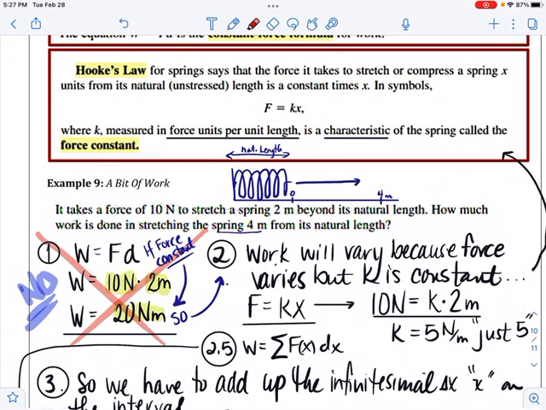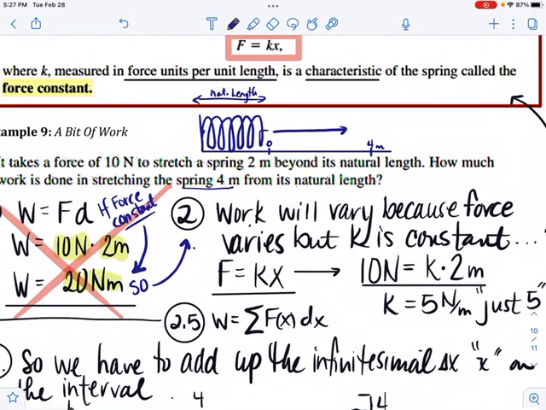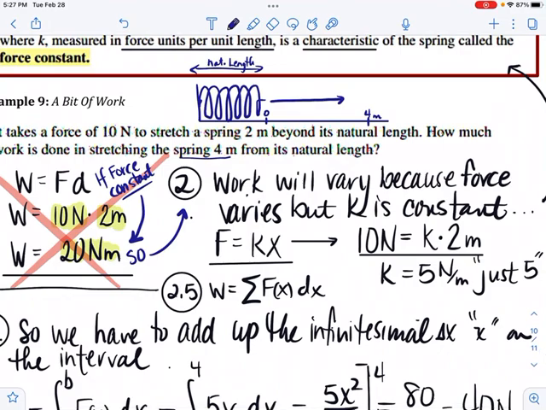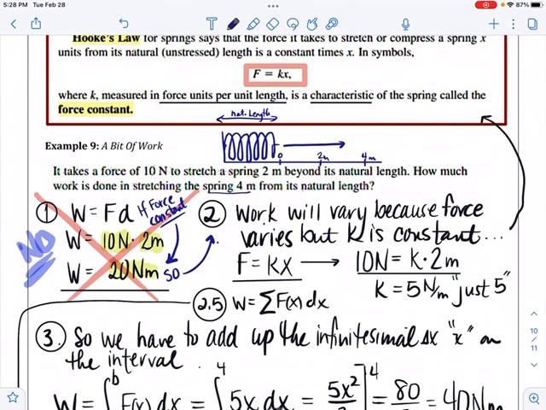In the formula you have up here, when you're dealing with Hooke's law for springs, the force is governed by this formula, kx. F = kx, where k depends on the material that the spring is made out of, so it's a given in each problem. It says it takes 10 newtons to stretch a spring 2 meters, so that would be half as much to 2. So work will vary because force varies, but k is a constant having to do with the material of the spring.